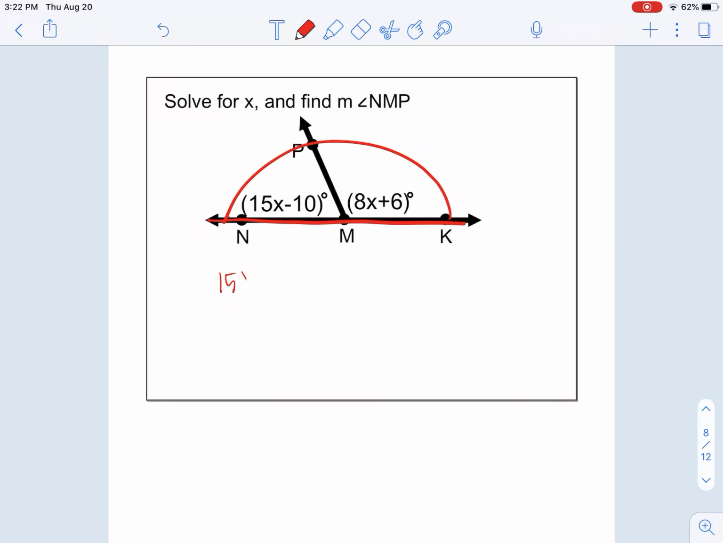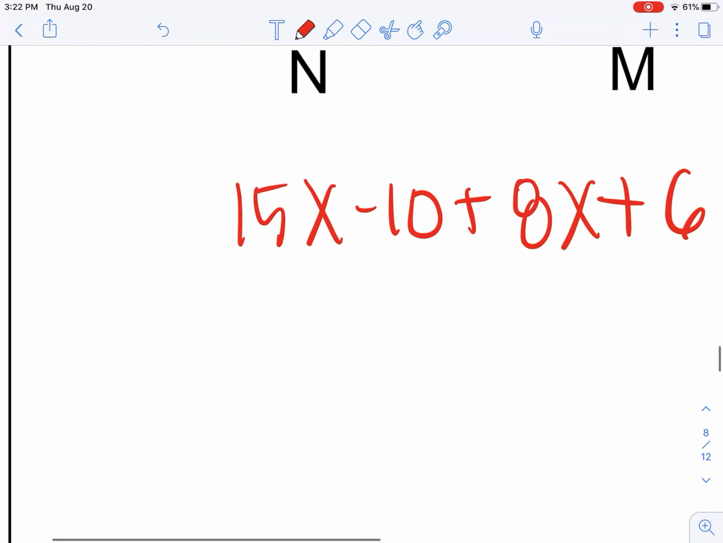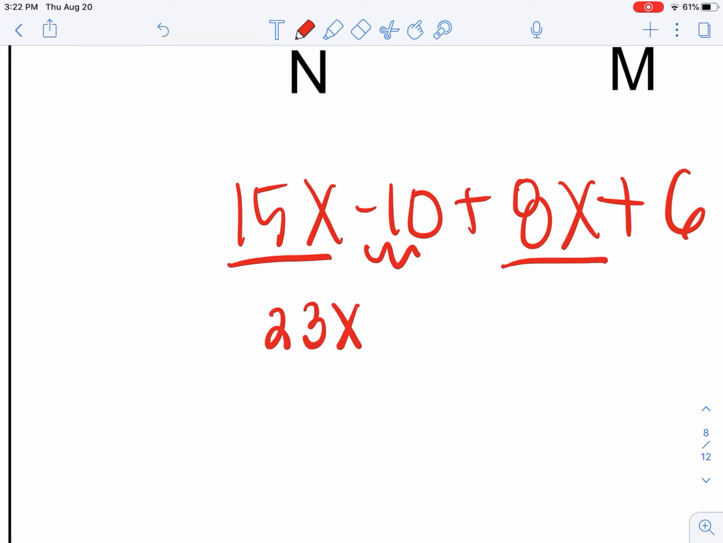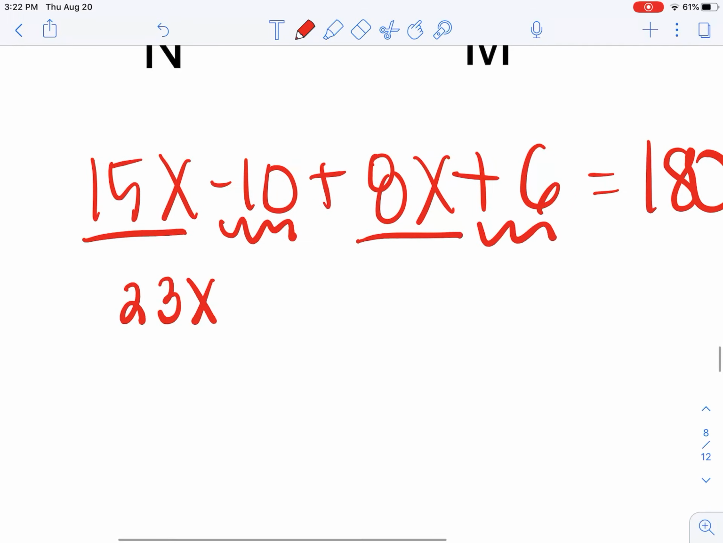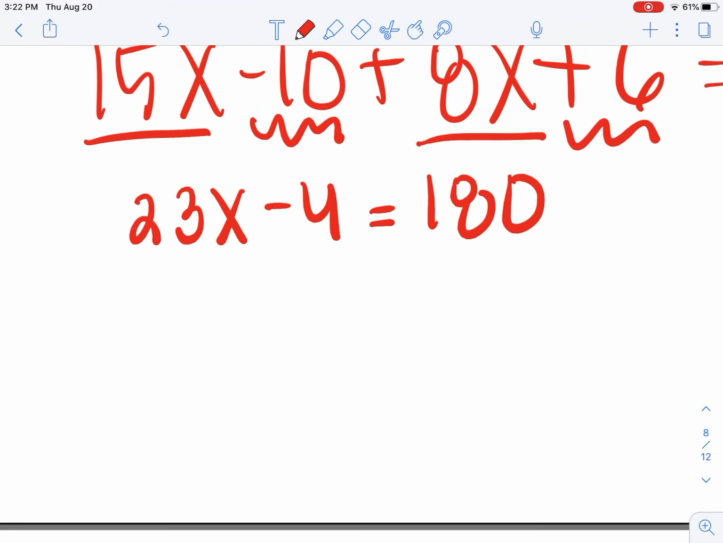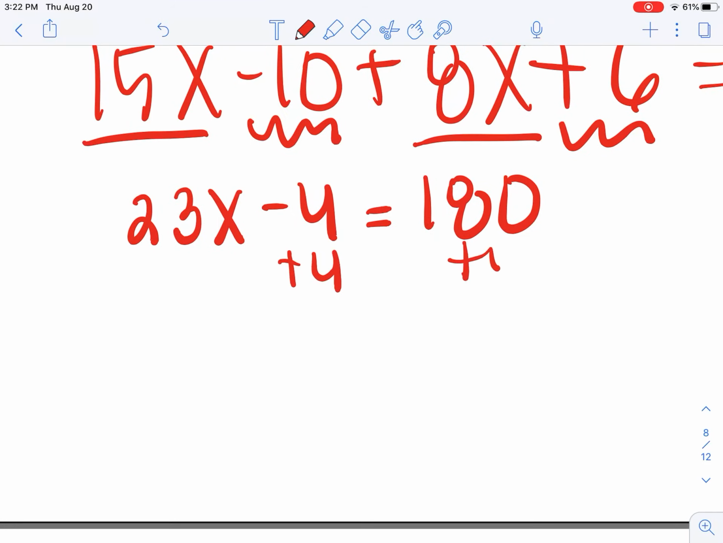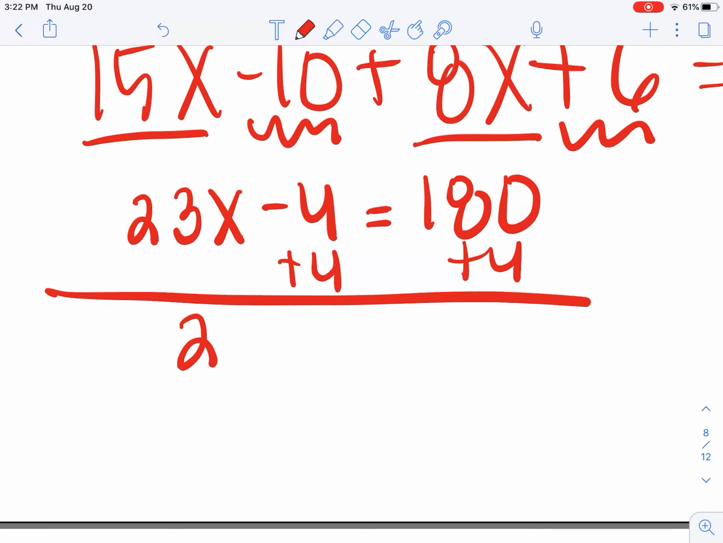I'm going to write 15x minus 10 plus 8x plus 6 equals 180. Left side, combine like terms. I have 15x and 8x, which is 23x. I have negative 10 and positive 6, which is negative 4, and then equals 180. All right, time to solve for x. I'm going to add 4 to both sides. 23x is equal to 184.